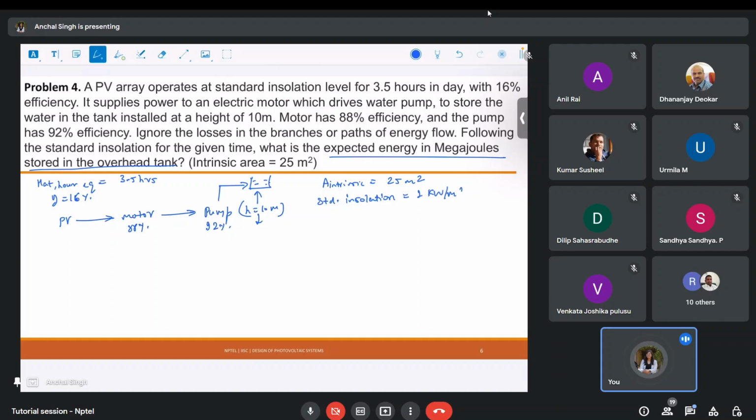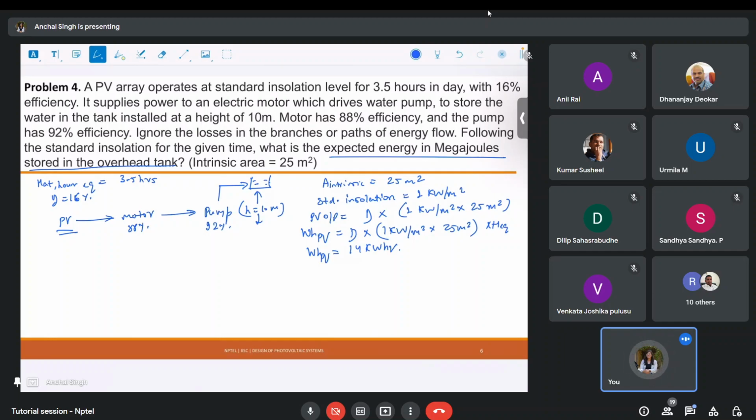So we'll first start with calculating WHPV. PV output is efficiency of PV into PV input, and PV input is standard insolation into area. To calculate WHPV, we'll just multiply it with the equivalent hours. If you put the values, WHPV will come out to be 14 kilowatt hour.